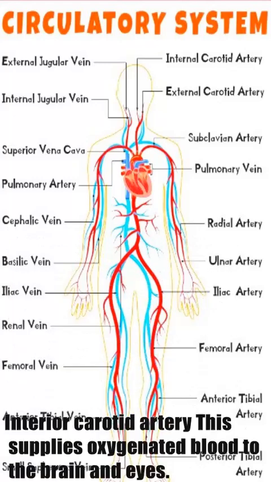And the next one, the top of our head again, but on the left side of our body, it's anterior carotid artery. This supplies oxygenated blood to the brain and eyes, which is letting us see and, well, it's like keeping us alive.